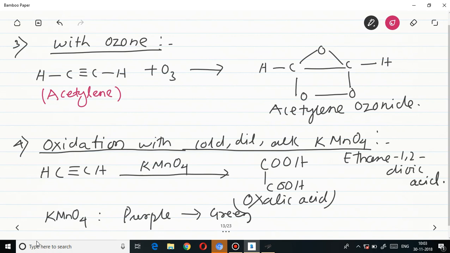It's just a trick to remember. And the name of the compound is acetylene ozonide.